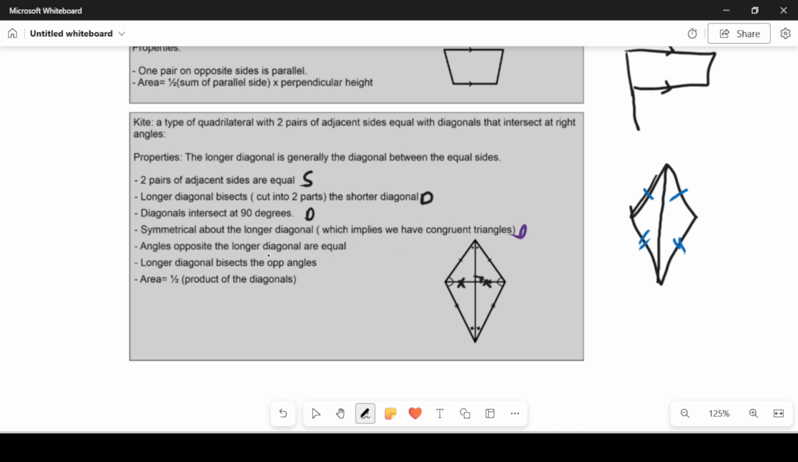Again, something talking about the diagonals. There's another one: the angles opposite the diagonals are equal. So here's the longer diagonal. The angles opposite the longer diagonal are equal. You need to visualize this and understand these things deeply. And the longer diagonal bisects the opposite angles, these ones here. So it cuts them in half.